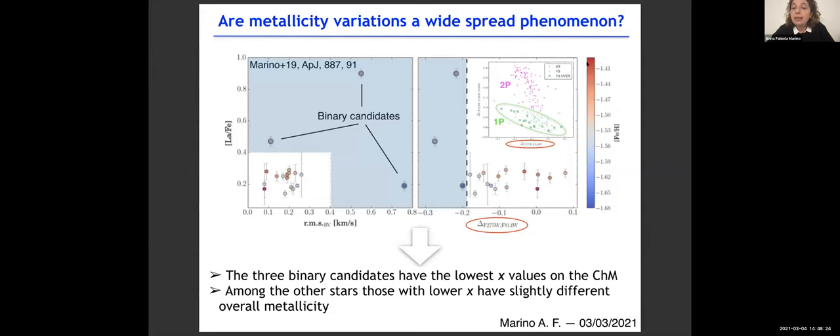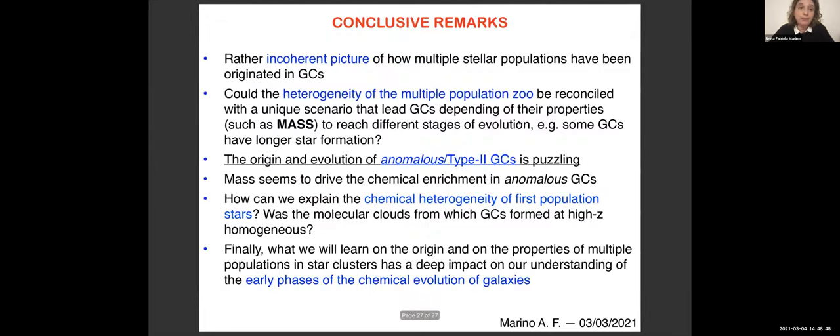But if you look at this color bar here, which is indicative of the iron content, you see that also the stars that have lower iron abundances have lower X values on the chromosome map. So maybe a combination of small metallicity variations and binarity could explain this intriguing phenomenon. But this is still an open issue.